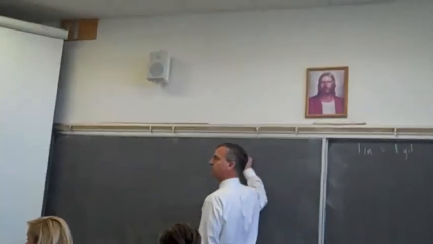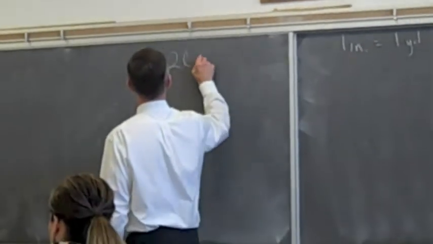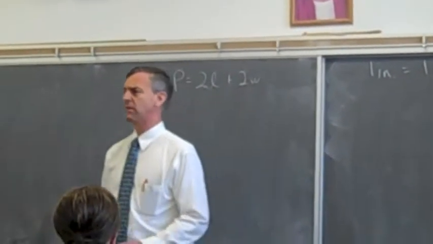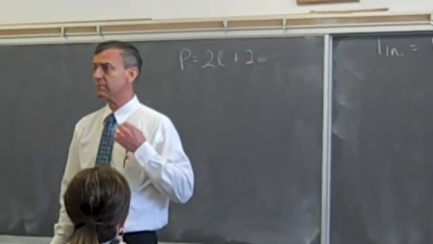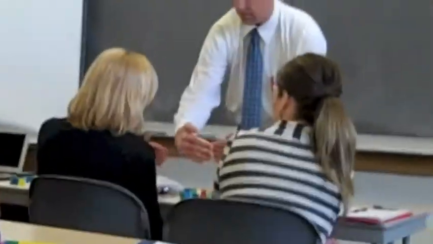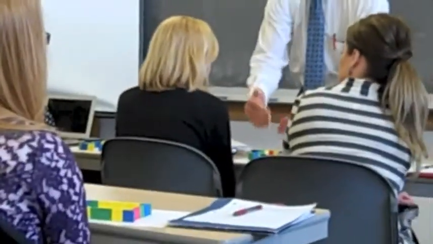Perimeter is equal to 2 L's plus 2 W's. So what does that mean? It's just a shortcut for rounding up all the sides: 2 lengths and 2 widths.